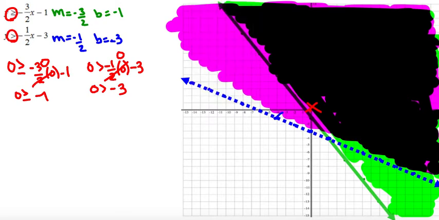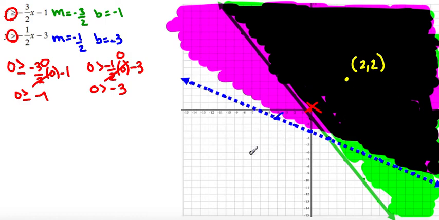Alright, so my solution to this system is everything that's shaded black, so all of this is my solution. So for example, everything on the solid line here, but not everything on the dashed line. So for example, like the point 2, 2 is a solution. And then things that are not a solution are everything in pink, white, and then green. And even this solid line right here is not a solution because it's not in the black area.